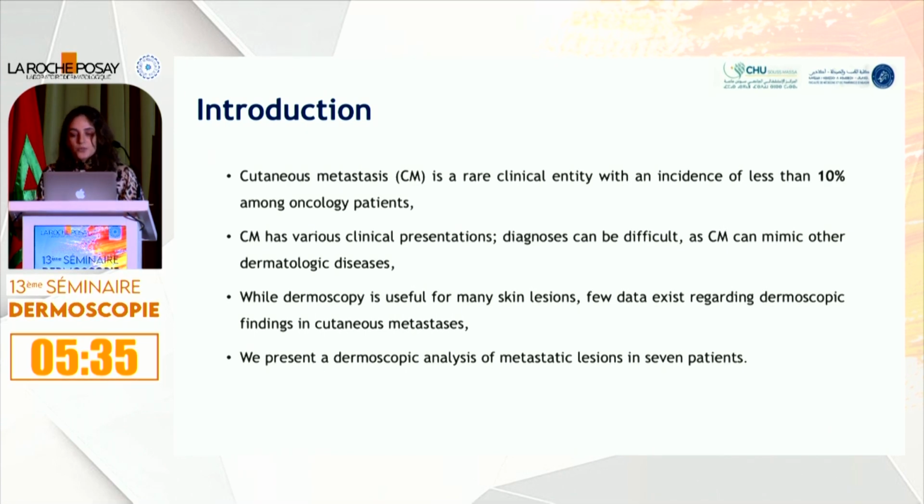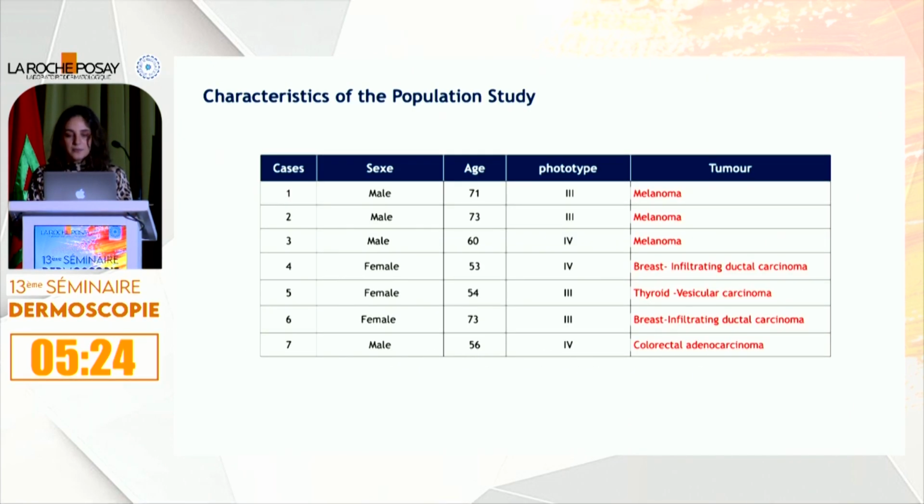While dermoscopy is useful for many skin lesions, few data exist regarding dermoscopic findings in cutaneous metastasis. We present a dermoscopic analysis of metastatic lesions in 7 patients. These tables summarize a study conducted on 7 patients, consisting of 4 men and 3 women. The study focused on the analysis of metastatic lesions from different primary tumors.